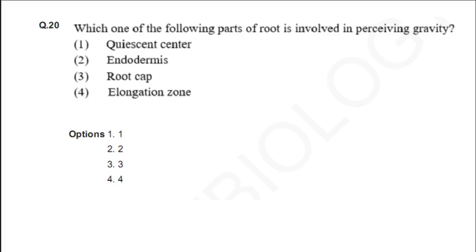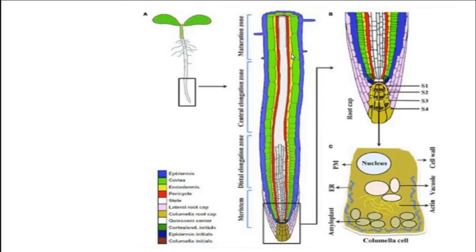Which one of the following parts of root is involved in perceiving gravity? Now we all know that root is the site which grows towards the ground. Root shows geotropism, but the developmental root also has different regions. So let's look at the picture. If we look at the cross-sectional area of the root, it has a maturation zone, elongation zone, distal elongation zone, and the meristematic zone.